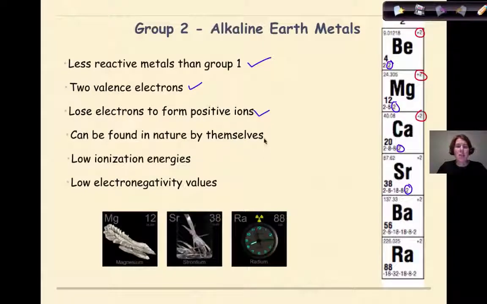These can be found in nature by themselves. They're going to react with air pretty quickly to undergo something known as oxidation, which we'll talk about later. These have low ionization energies, low electronegativity values, and of course we can always go to Table S to confirm this general trend that as we go down the group from beryllium all the way down, we'll see a decrease in ionization energy and a decrease in electronegativity.